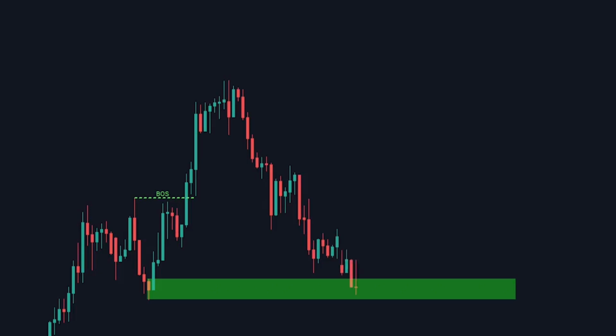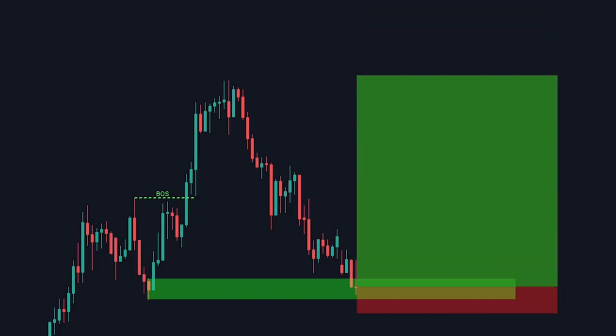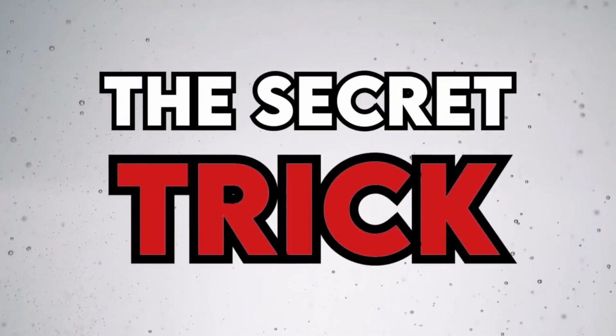You are going to enter as soon as price comes back down to this zone. You are going to set your stop loss right below this zone, and you're going to set your take profit at the high of the upwards move. So you'd set your take profit right here. As you can see, we have a great risk to reward ratio, and the trade instantly hits our valid demand zone and skyrockets to our take profit for an easy W. Let's do a supply example, and then we'll go over the secret trick.